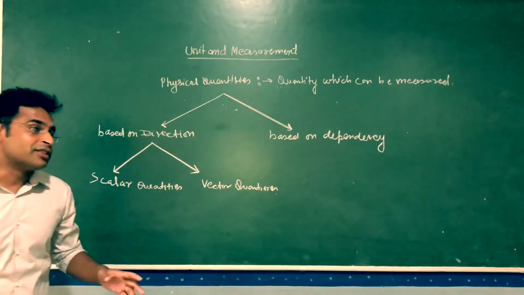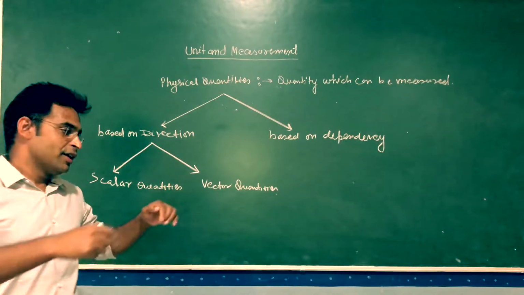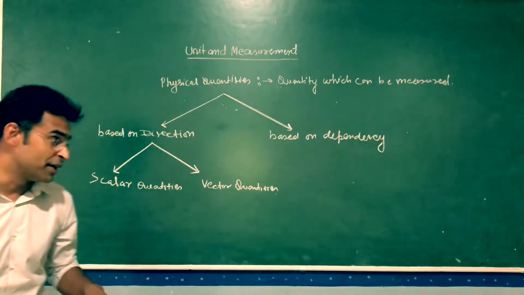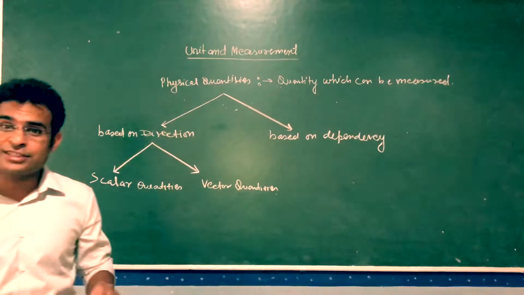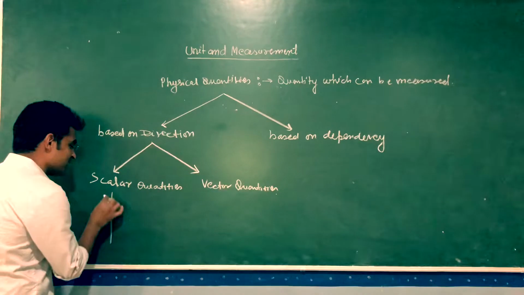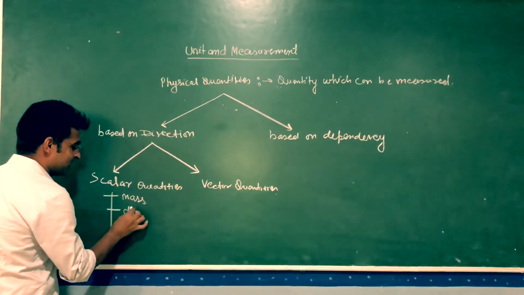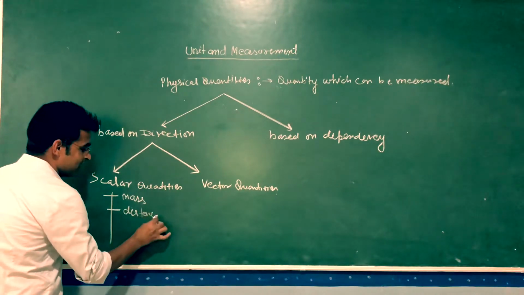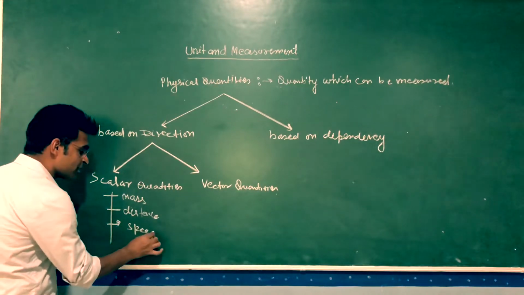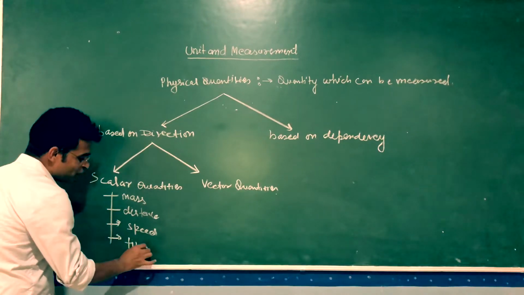Just like length is a scalar quantity. Let's say the length of a rod is 1 meter. Nobody will ask in which direction the length is 1 meter. So if we don't need direction to represent a quantity, it is called a scalar quantity. Examples: mass is scalar, distance is scalar, speed is a scalar quantity, and time also is scalar.